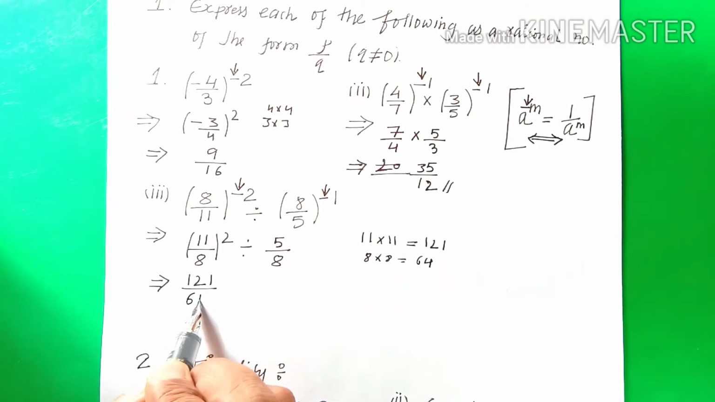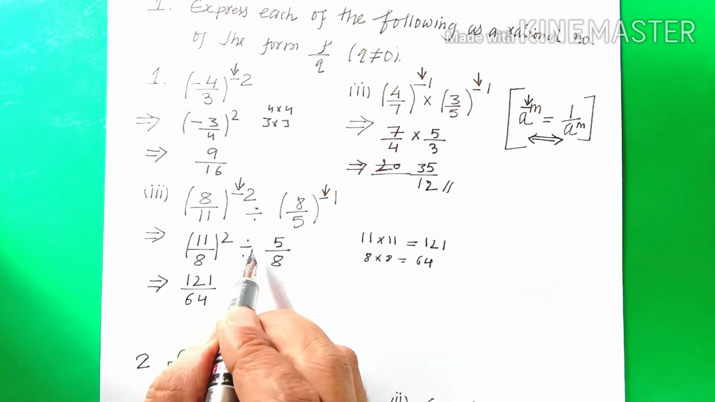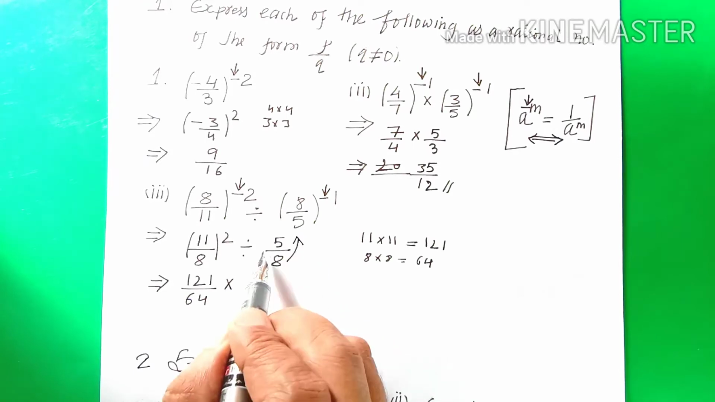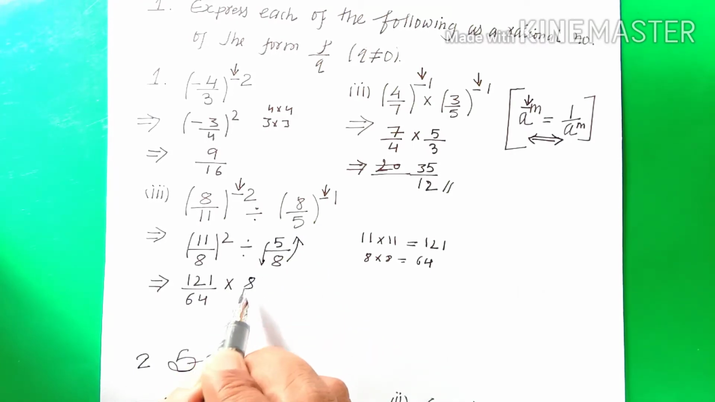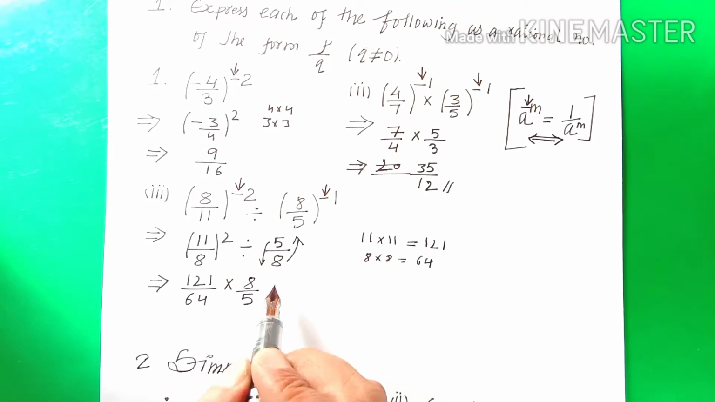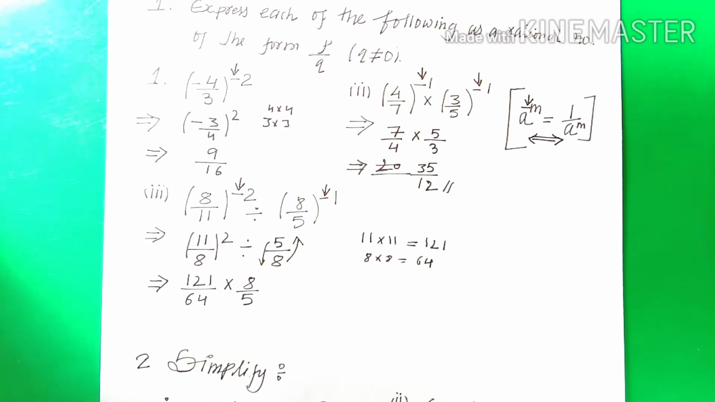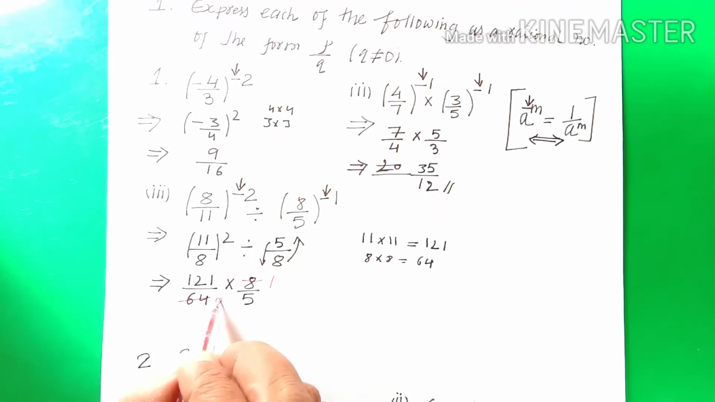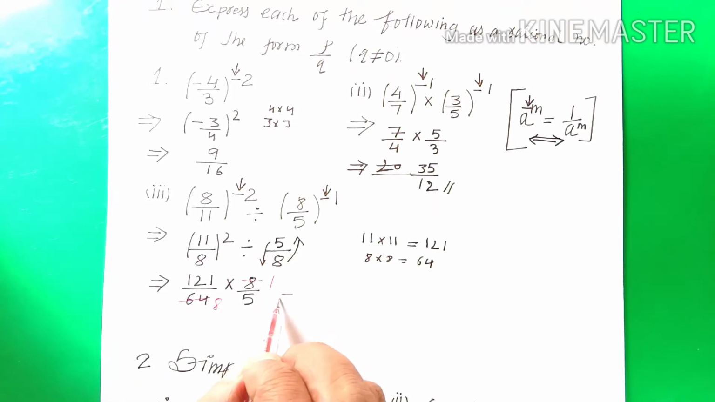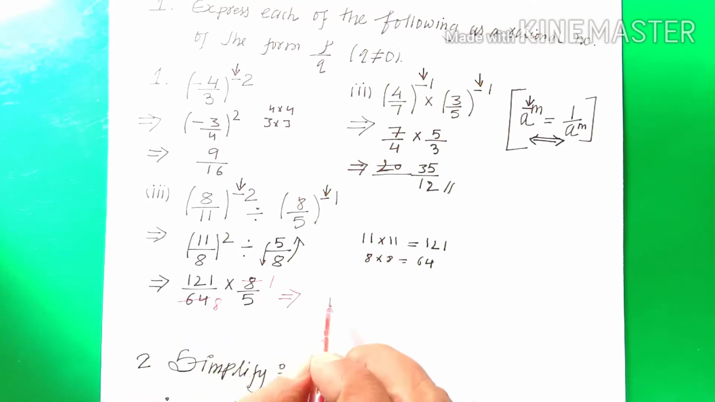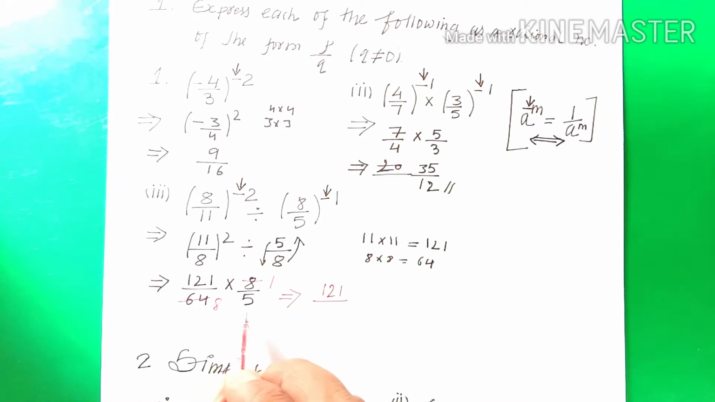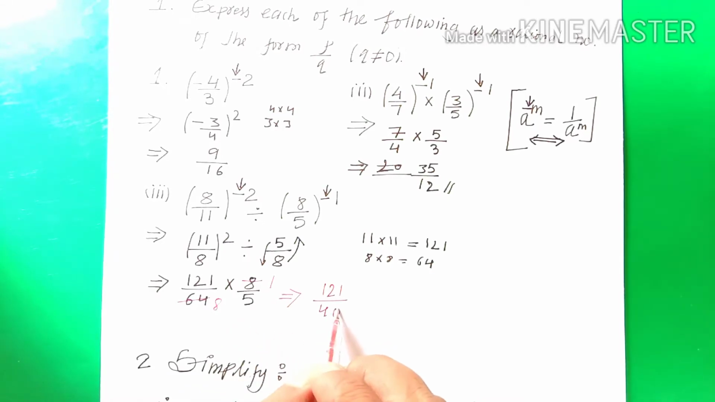So divided by 64. Now the division will become multiplication. At that time, this will take a reciprocal, which is 8 divided by 5. Now 8 and 64 are divisible by 8, so you'll have to cancel here 8 into 1 times, again here 8 into 8 times. Now take the product of these two. 121 into 1 will be 121 divided by 8 into 5, which is equal to 40.